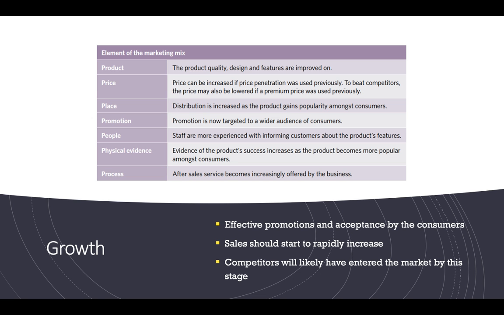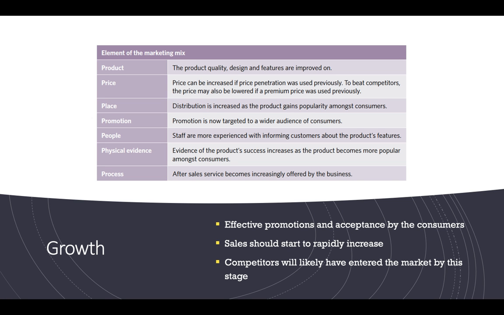And if it is a product that is selling, they are probably going to want to become a part of it as well. All right, so the product quality, design, and features are often improved upon. The price can be increased only if price penetration was previously used. Obviously, if you're using premium pricing, you're not going to continue to increase it. To beat competitors, the price may also be lowered if a premium price was used.